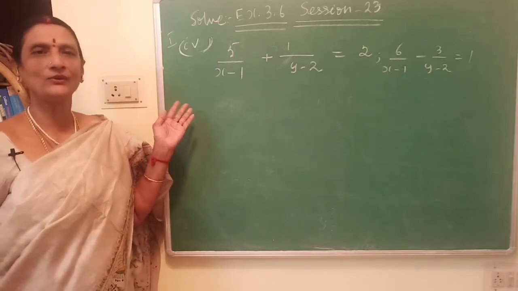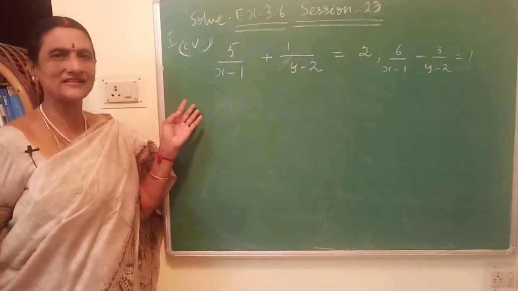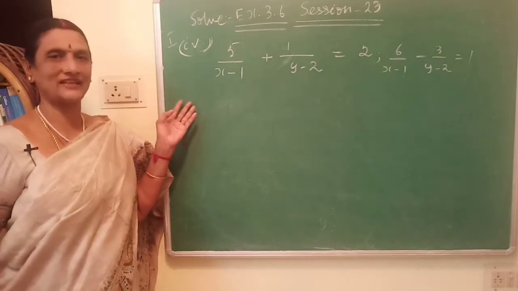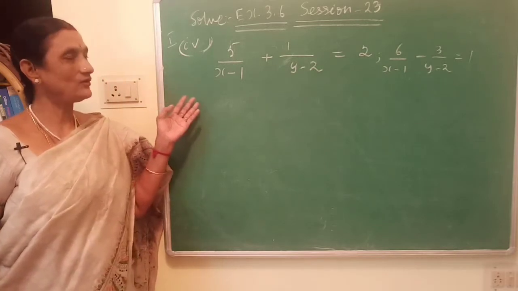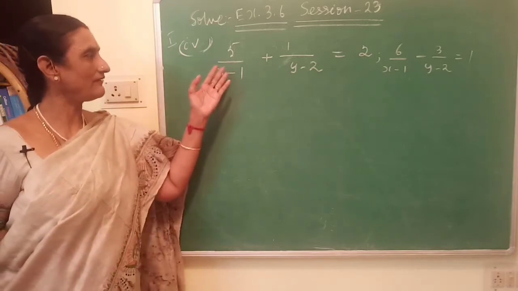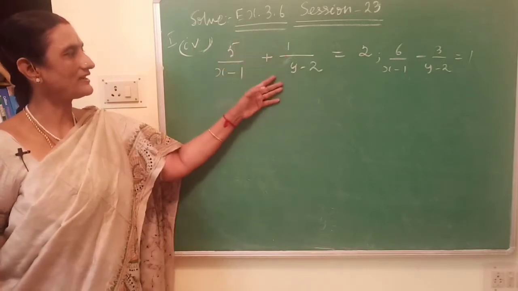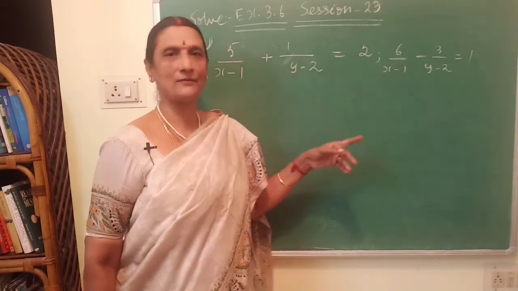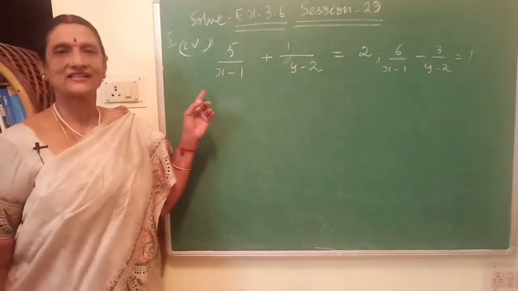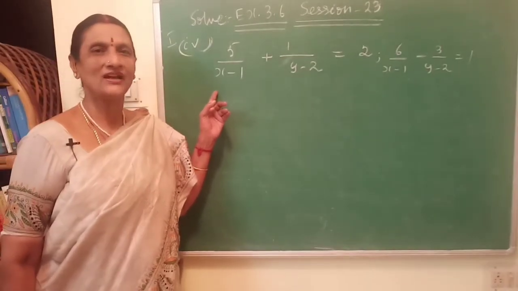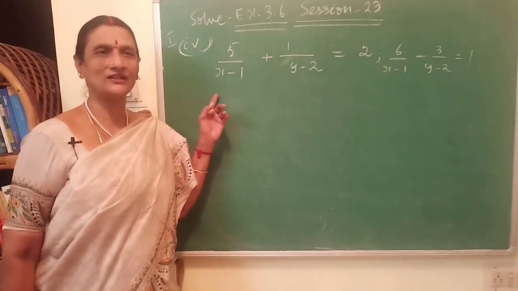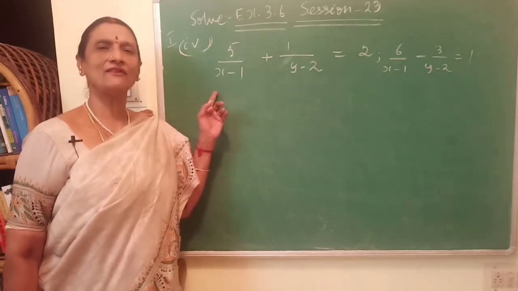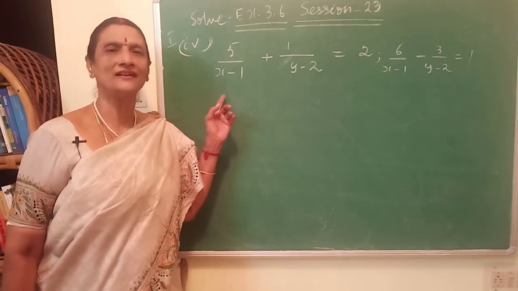Today we will be continuing with the sums given in exercise 3.6. The other day we did up to subdivision 3 of question number 1 in the same exercise. I gave you the sum 5 divided by x minus 1 plus 1 divided by y minus 2 is equal to 2, 6 by x minus 1 minus 3 by y minus 2 is equal to 1. As homework, I gave you some clues also. Some of you must have solved it well and good, and some of you must be still thinking of the methods. Anyway, first we will discuss this before we move on to the next subdivisions.